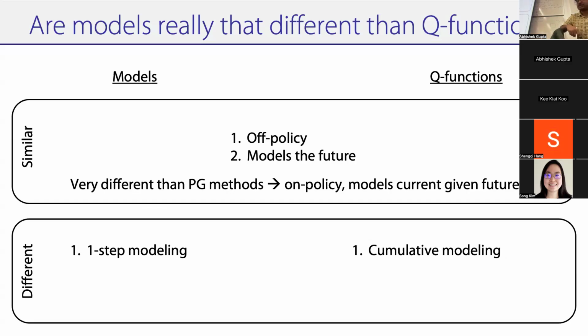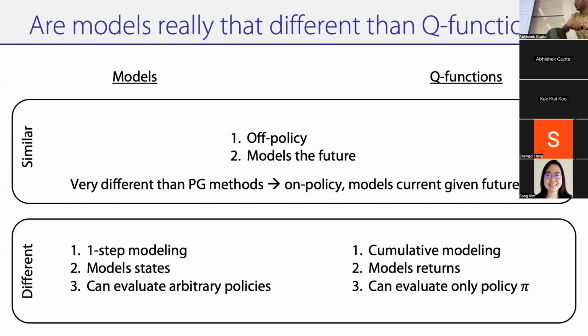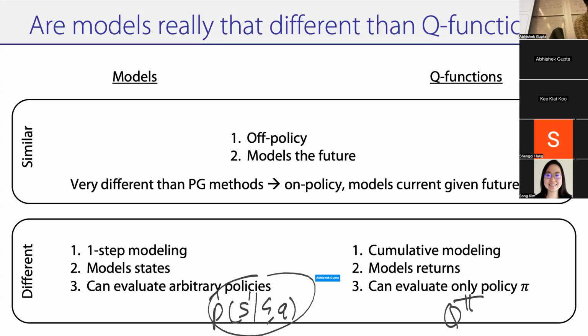So the first difference is that models are one step and Q functions are cumulative. Models model state, Q functions model reward, or cumulative reward. And models are not dependent on policies, right? You're saying I'm going to evaluate S prime given S and A. And Q functions are modeling Q for a certain policy pi. So I'm saying this is the Q function when I play a policy pi, but it doesn't work for a different policy pi. And so models can evaluate any policy, whereas for Q functions it's hard to evaluate any policy. So they're related, but not quite the same.